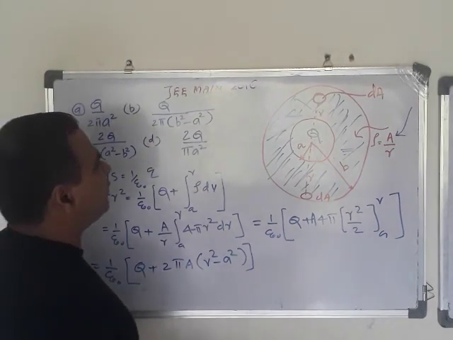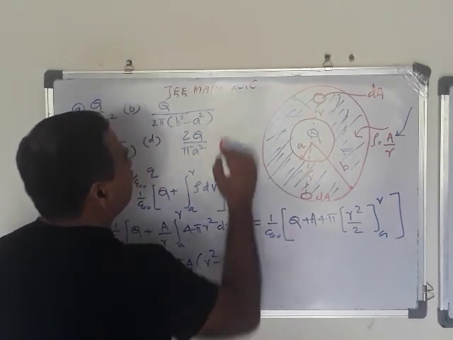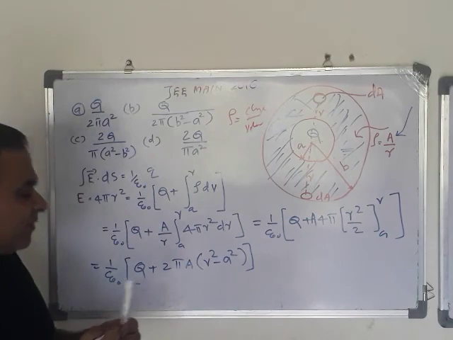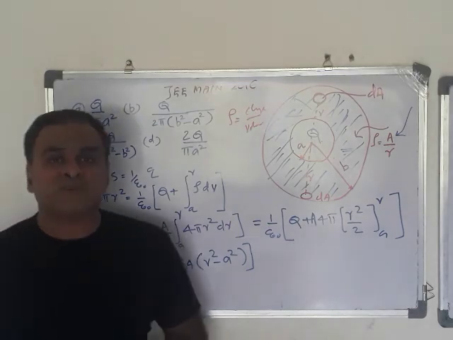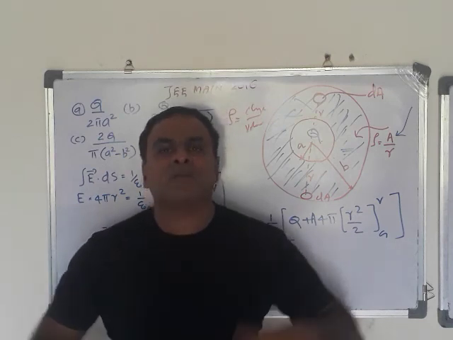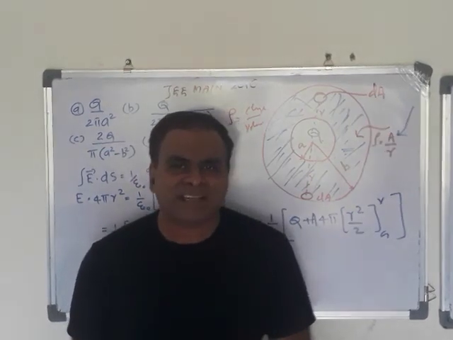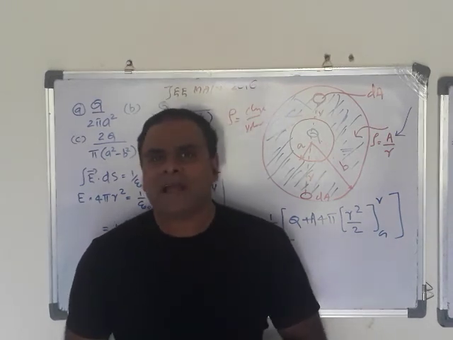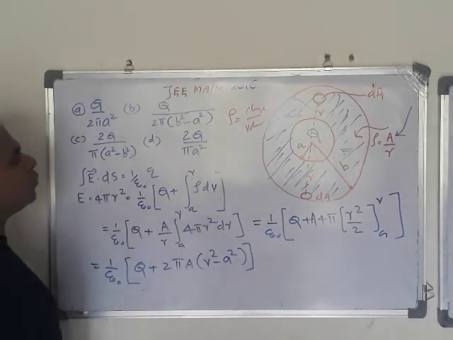The formula for volume charge density: rho is equal to charge by volume. So how will we get the charge from volume charge density? Rho into volume. You get the charge from volume charge density when you multiply with volume. You have linear charge density, charge by length; surface charge density, charge by area; volume charge density, charge by volume. Okay? So you have rho into dV.